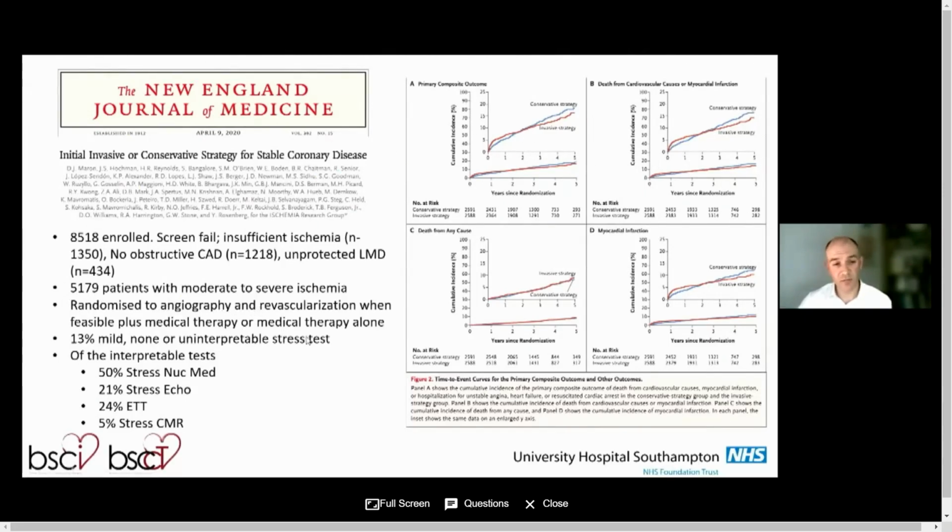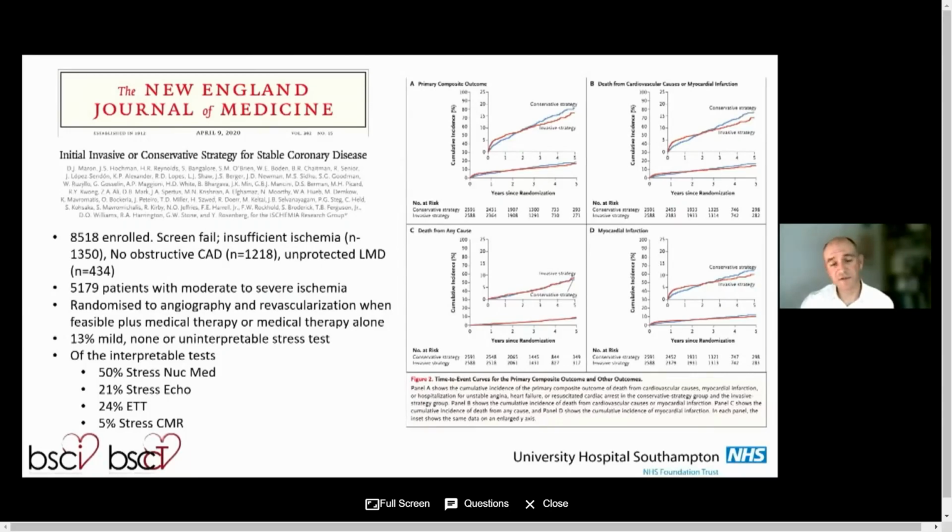And what they were able to demonstrate, as you can see on these charts on the right-hand side, is that despite patients all being admitted with moderate or severe ischemia on a non-invasive test, there was no difference in outcomes, whether that was death from any cause, myocardial infarction, or the primary composite outcome of major adverse coronary events. This suggests that secondary preventative therapy is equally effective at reducing death and the primary composite outcome as angioplasty and PCI.